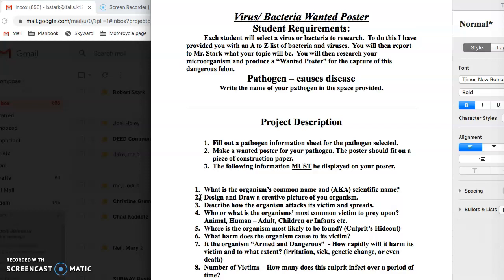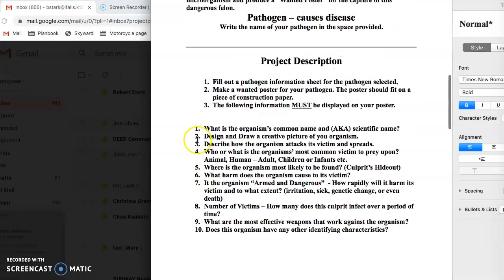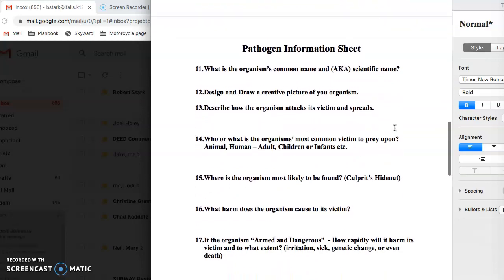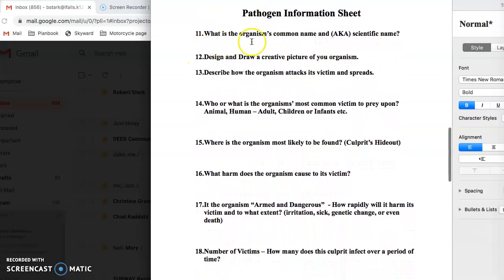Now, when you do the research, there are 10 items that I want you to find and put on your wanted poster. They're listed below here in numbers 1 through 10. So first of all, what's the organism's common name, or AKA scientific name? And when you find the answer to that, there is a space over here on the pathogen information sheet that you have space to write that down on. That's just kind of for your notes to help you remember what you found when you're doing your research and what information you need to put on your poster.